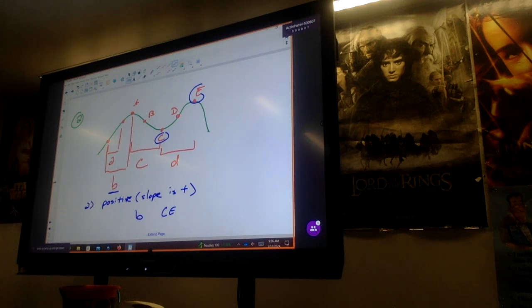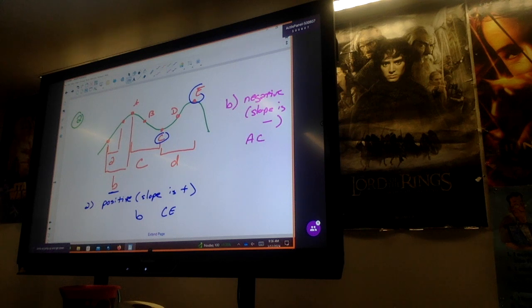And then over what interval is it negative? Let's change some colors. Let's go to a light pink. Pink's good. So for letter B, where is it negative? Negative means where the slope is negative. Okay? So it's negative from A to C.